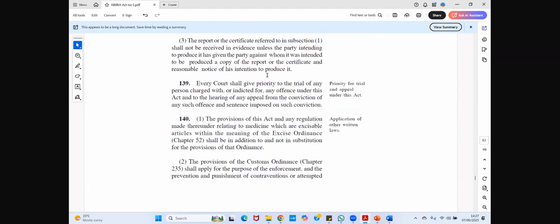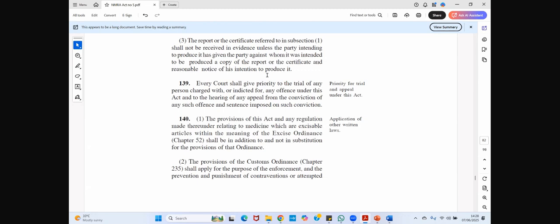The report or the certificate referred to in subsection 1 shall not be received in evidence unless the party intending to produce it has given the party against whom it was intended to be produced a copy of the report or the certificate and reasonable notice of his intention to produce it. Every court shall give priority to the trial of any person charged with or indicted for any offense under this act, and to hearing of any appeal from the conviction of any such offense and sentence imposed on such conviction.